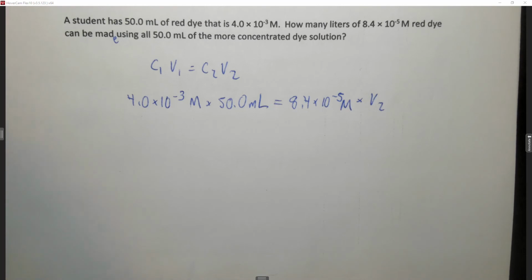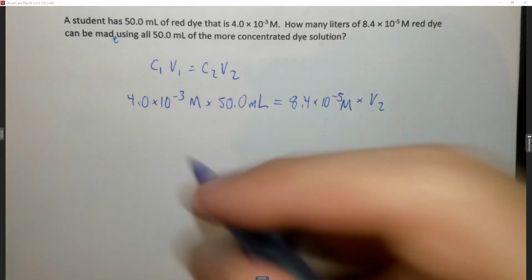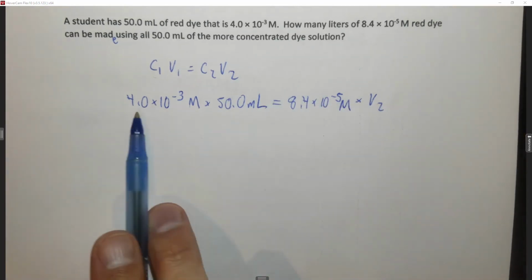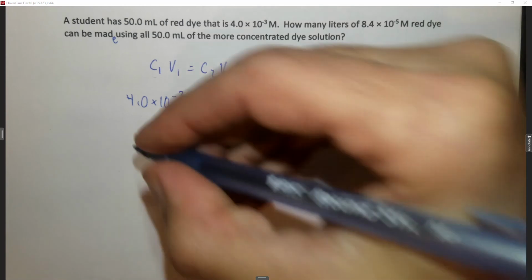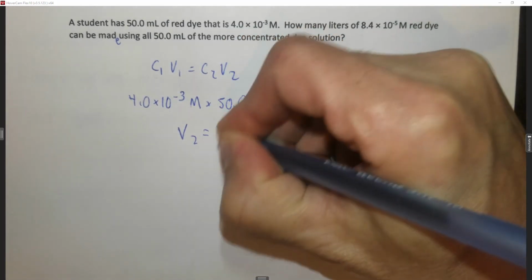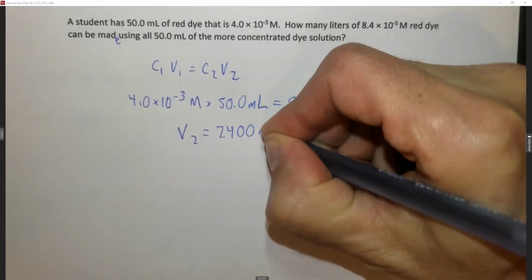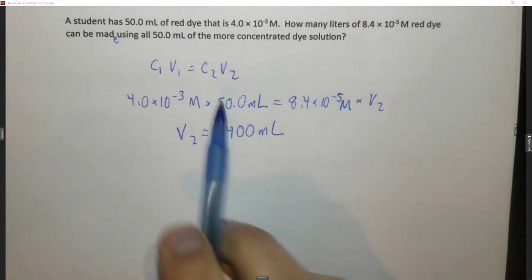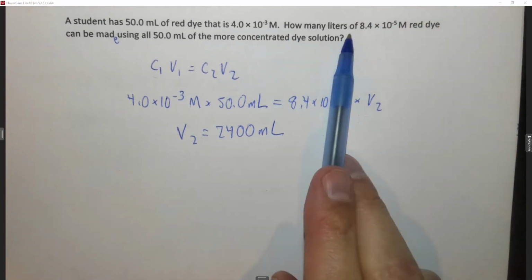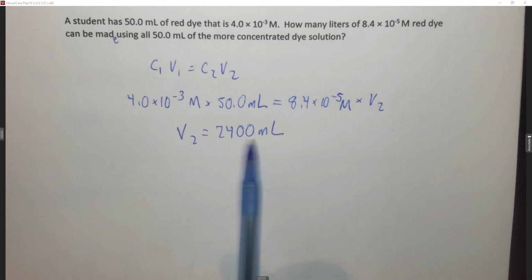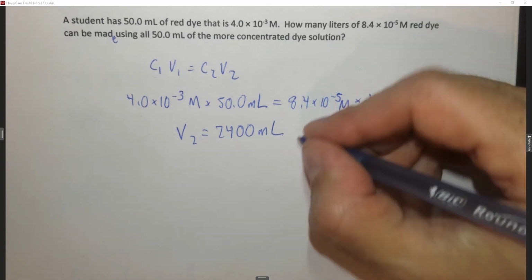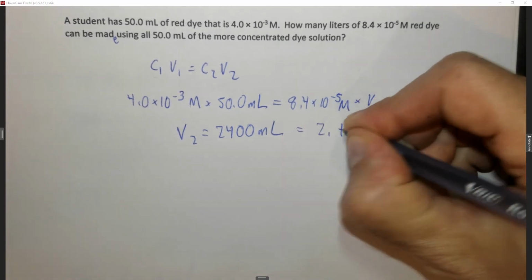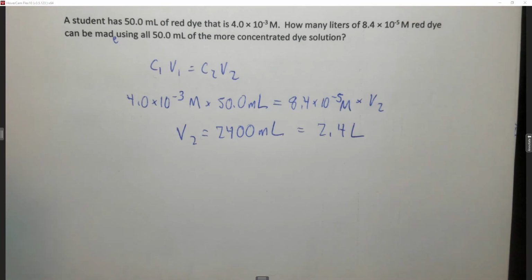When you do that, in this case, what you get for your V2, to two significant figures, because this has two significant figures and this has two significant figures, is 2,400 milliliters. Note that the question says how many liters, so we need to take this and divide by 1,000. And when we divide this by 1,000, we get 2.4 liters of this solution.